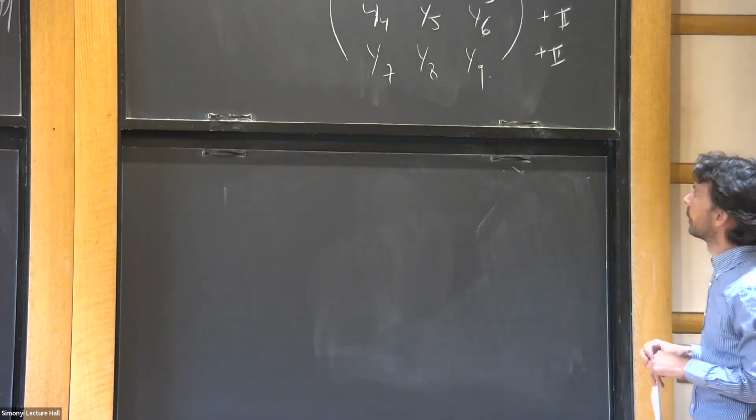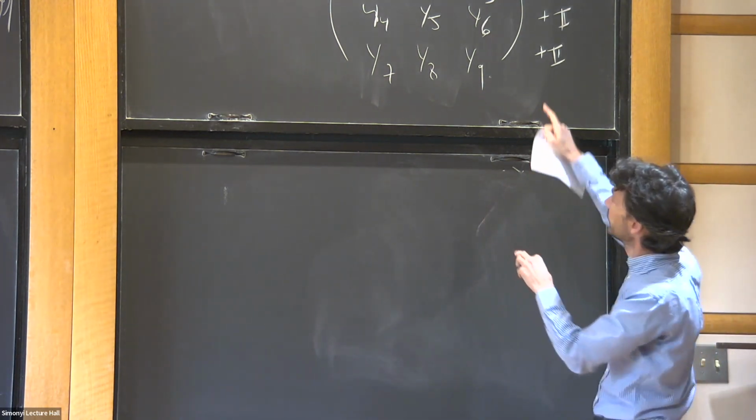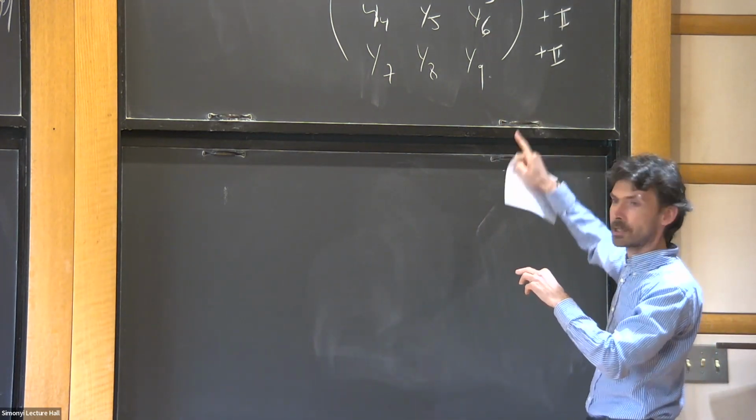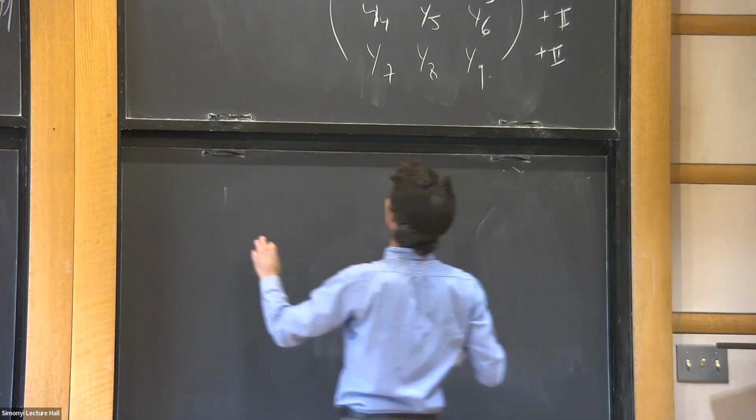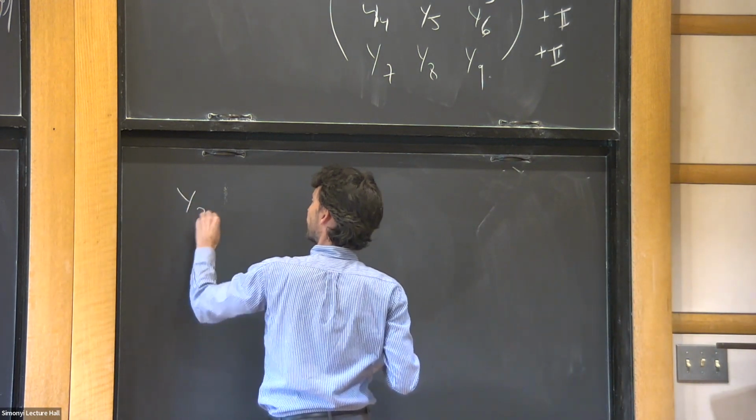Now, the second step is that we're going to show that necessarily y2 and y4 must anti-commute. I'll just show you that because it's very simple and nice. So I can write the product y2 times y4.